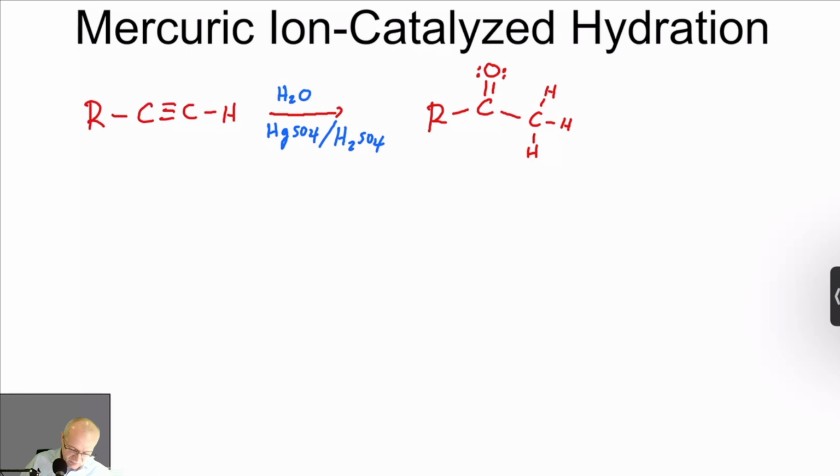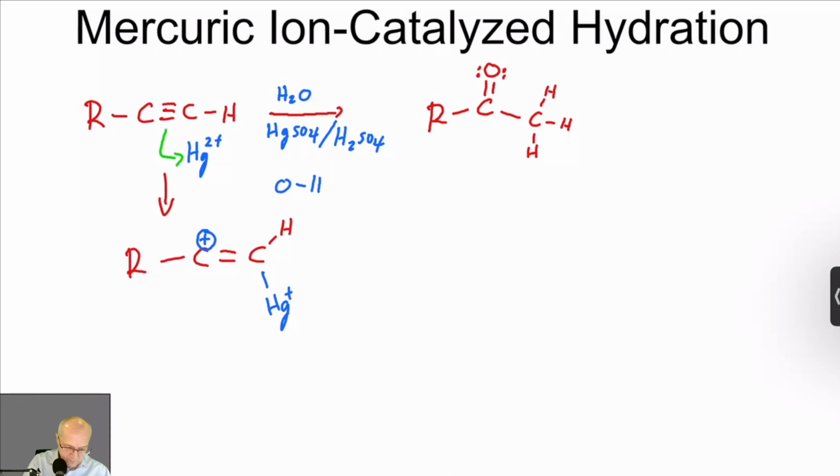All right, so in this reaction, we have mercury plus 2, or Hg 2 plus. So of course, one of the pi bonds is going to be attracted to it and attack it. And that's going to give you this cation, where now water will attack that cation.